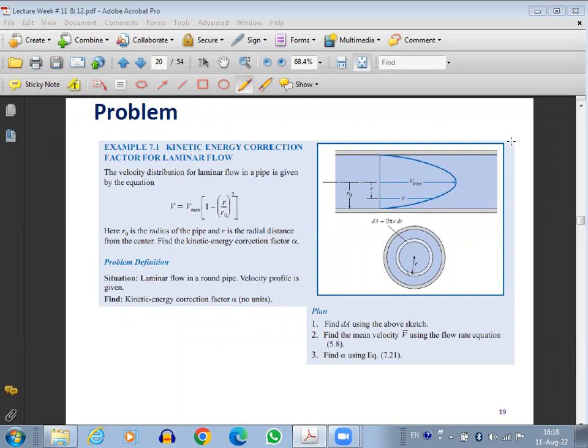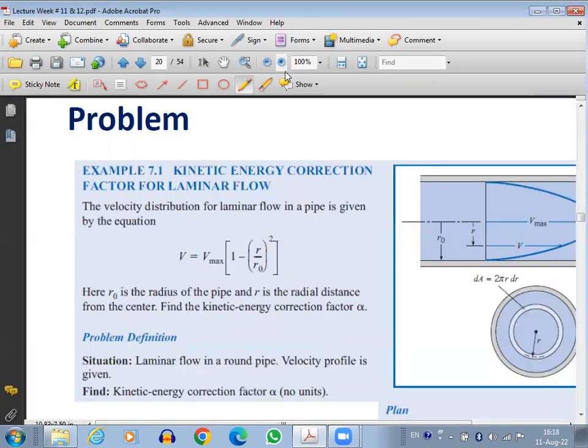Okay, so let's see this numerical problem, where we have the kinetic energy correction factor for laminar flow. The velocity distribution for laminar flow in a pipe is given by the equation V equals V max (1 minus R over R naught) squared, where R naught is the radius of the pipe and R is the radial distance from the center. Find the kinetic energy correction factor. So this is alpha that we need to find in this problem.